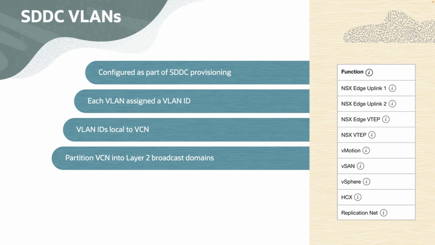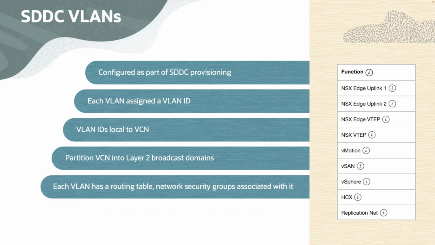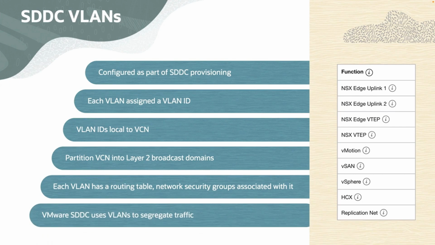The purpose of using VLANs in SDDC is that these VLANs partition the VCN into different layer 2 broadcast domains. So that means each VLAN has a routing table and has network security groups associated with it. So if you're using an existing VLAN, you need to make sure to update the routing tables and the network security groups to allow traffic to flow between the components. With the use of these VLANs, the SDDC can segregate traffic depending on each purpose.